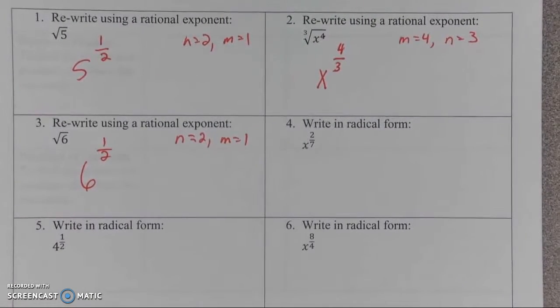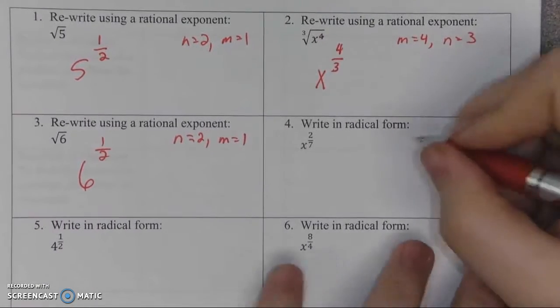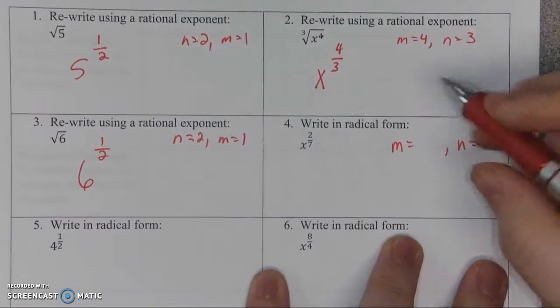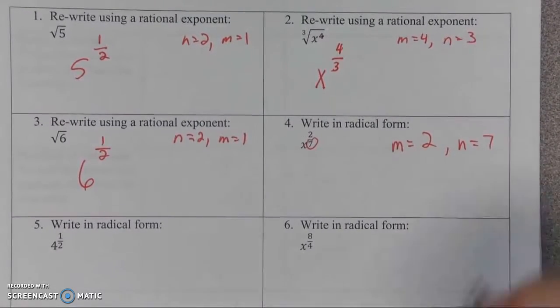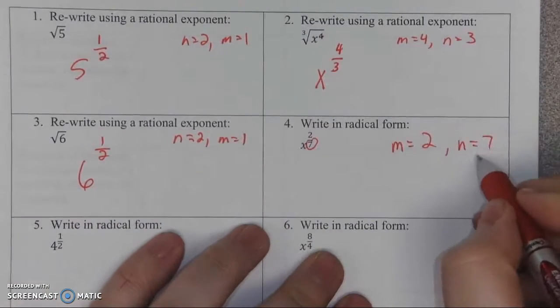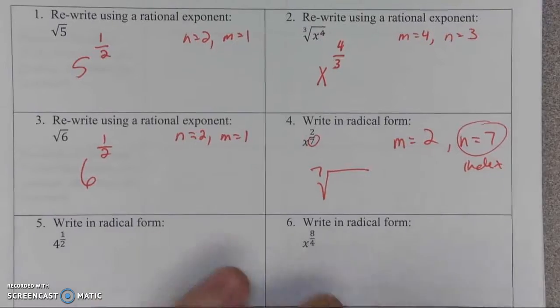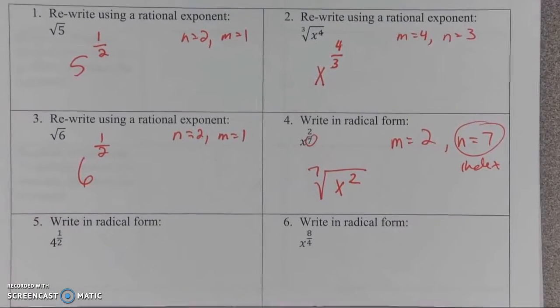Part 4 wants you to rewrite in radical form. So they're giving you the exponent, and you need to come up with the radical form. So we're going the opposite way now. Still a good idea: what is m and what is n? So n in this case, the bottom number, is 7, and m, the top number, is 2. Remember, n is your index. This means you have the 7 on the outside. So this is the 7th root of x squared. We're just going to leave our answer like that.